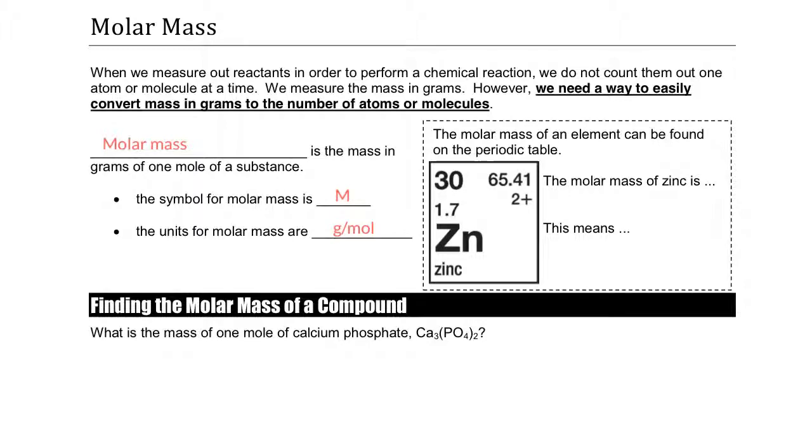So we would say the molar mass of zinc is 65.41 grams per mole. This means 1 mole of zinc weighs 65.41 grams. And just remember, 1 mole is 6.02 times 10 to the 23 particles.